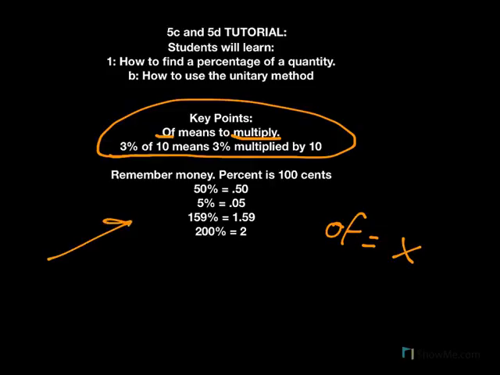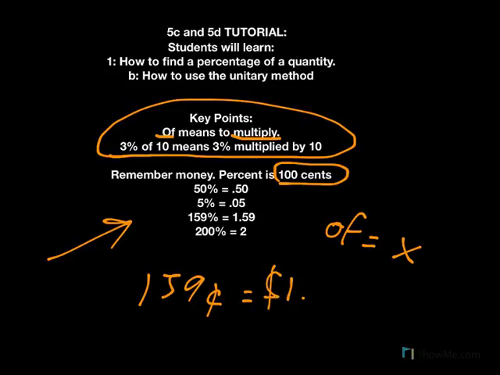Another thing that's important as we're doing percentages is to remember money. Percent is 100 cents. If you think of percent as cents out of 100, 50% equals 50 cents. That's the way I like to think of it. 5% equals 5 cents, which is 0.05. 159% is the same as 1.59 or $1.59. Just think of it: if you have 159 cents, or centimes, that is equivalent to $1.59 or 1 franc 59. 200% equals 2 or $2. Remember those, and it will help you a lot.